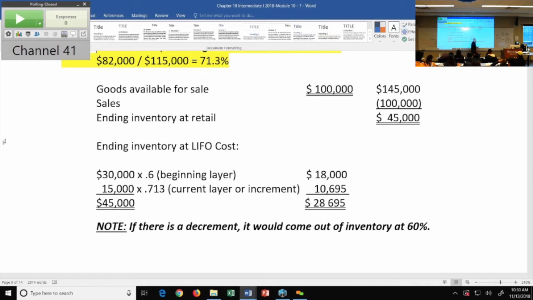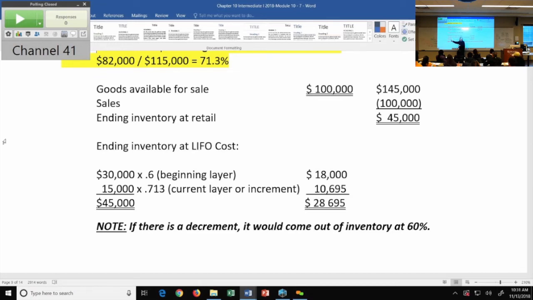So you can have a decrement. If I had a decrement next year, I would list the beginning, the current, and then the decrement. So if let's say next year's layer is less than 45, the first thing you do is you go into the 0.713 layer and reduce that. So let's say next year is 40,000. If it was 40,000, you take 5 out of here. I would do like 30, 15, and then minus 5. No, it's got to go here. It's got to come out in this order. It's LIFO order. So I just do 30 and 10.